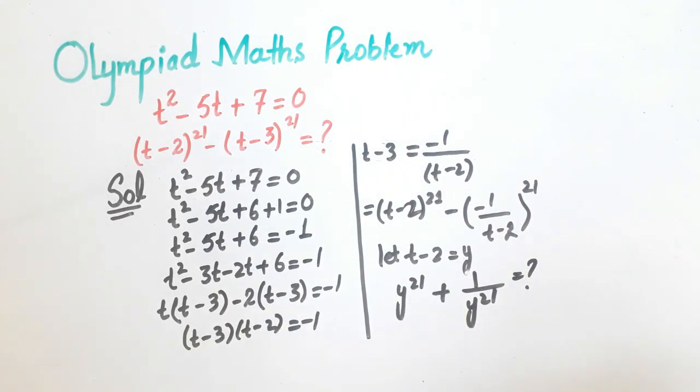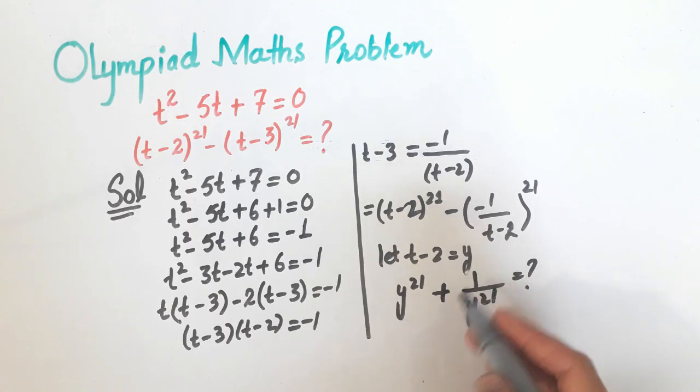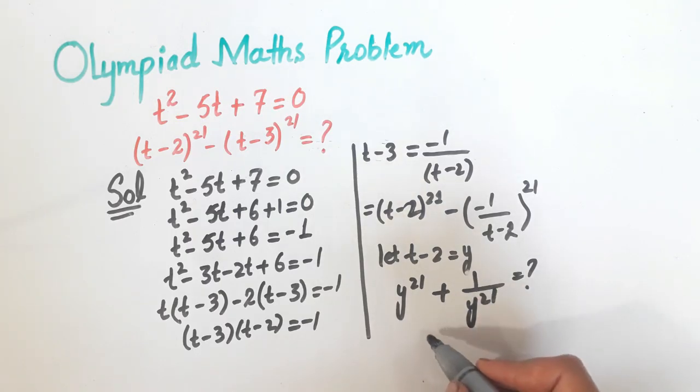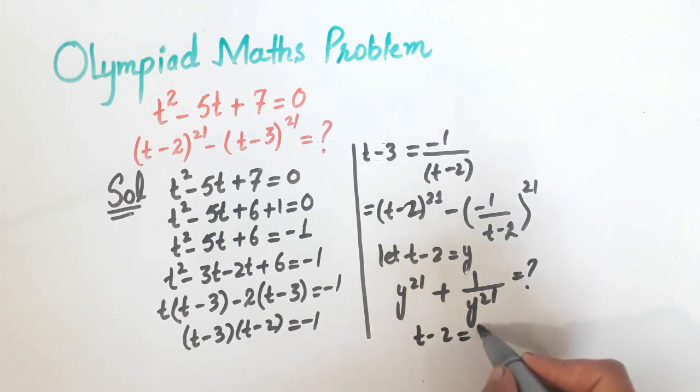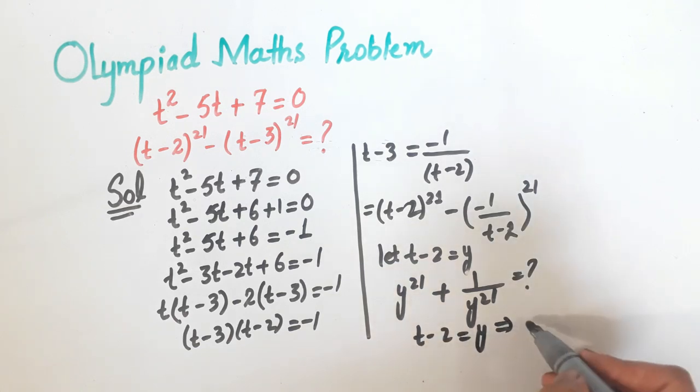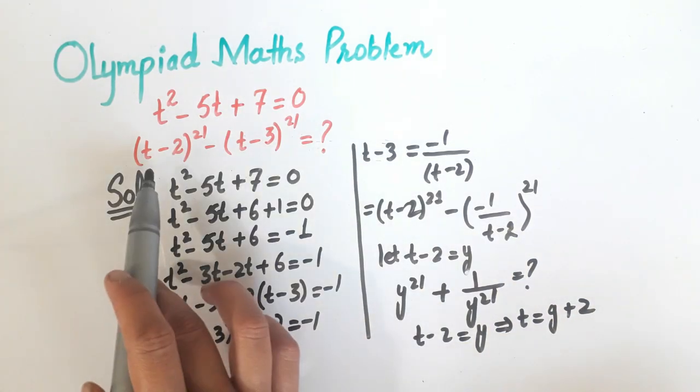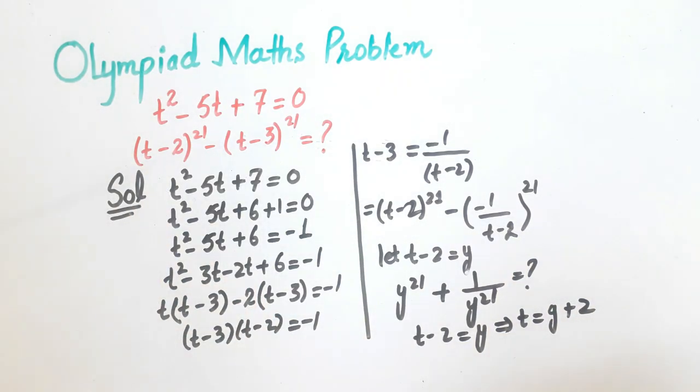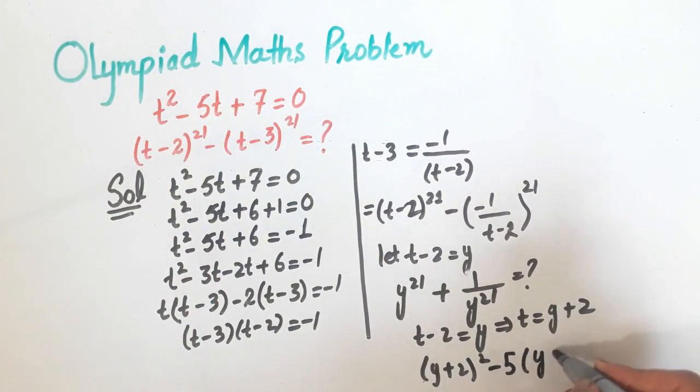So now consider we have y equals t minus 2. That means t minus 2 equals y. That gives us t equals y plus 2. So in place of t we can substitute its value. So t square means we will get (y plus 2) square, and minus 5t means minus 5 into (y plus 2), plus 7.